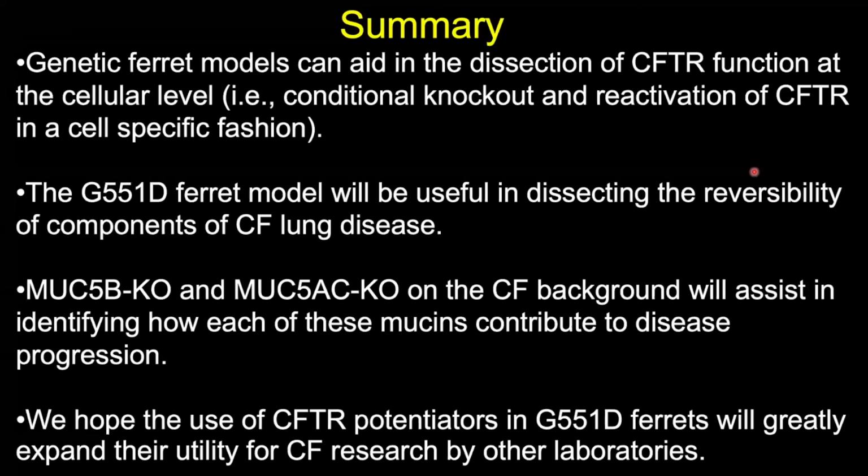So to summarize, genetic ferret models can aid in the dissection of CFTR function at the cellular level. The conditional knockout, and I haven't discussed this, but reactivation of CFTR in a cell-specific fashion, I think will aid in dissecting unique functions of various cell types that express CFTR in the airway. The G551D ferret model, we hope will be useful in dissecting the reversibility of some of these components of disease, and the MUC5B and MUC5AC ferret models on the CF background will assist in identifying how each of these mucins may contribute to disease progression in the absence of CFTR.